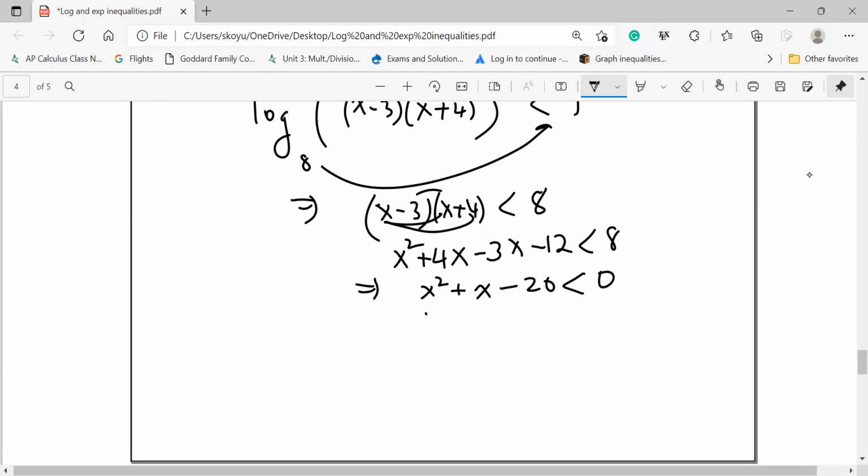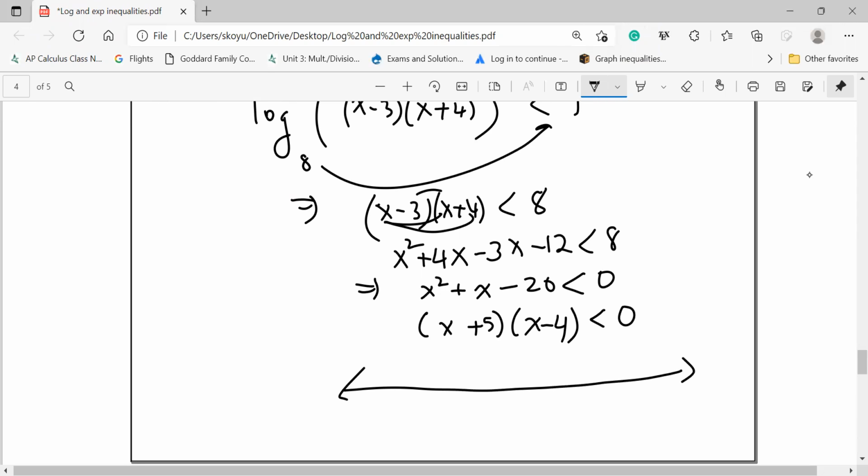This is x squared plus x, and then subtract 8, that will be negative 20, smaller than 0. And now factorize this, which is (x plus 5) times (x minus 4), less than 0. So it's like solving a nonlinear inequality now. To solve this, remember, we just set each factor to 0 and put the numbers on the line, negative 5 and positive 4, and then we test it.